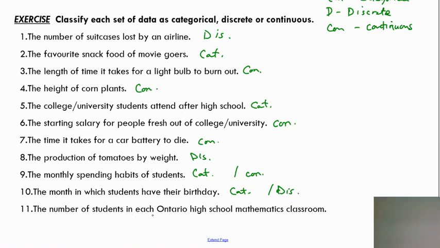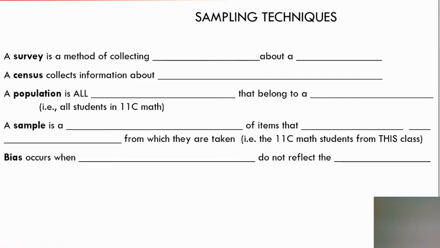The number of students in each Ontario high school mathematics classroom. Well, we could actually find those numbers out if we really wanted to, right? The government could figure that out, or question school boards and schools. So we could get a really discrete, exact number there. Okay, so keep that in mind: categorical, discrete, and continuous. Keep those terms in the back of your mind. There's a lot of theory in this note, so please don't mind my handwriting. It's not the neatest, but we'll fill in these blanks as we go along.